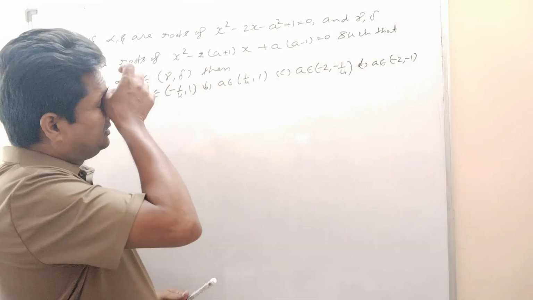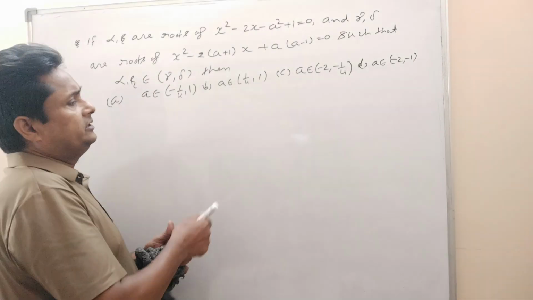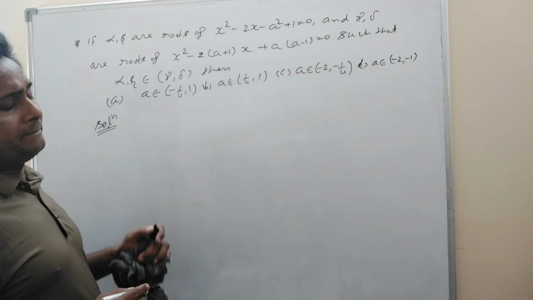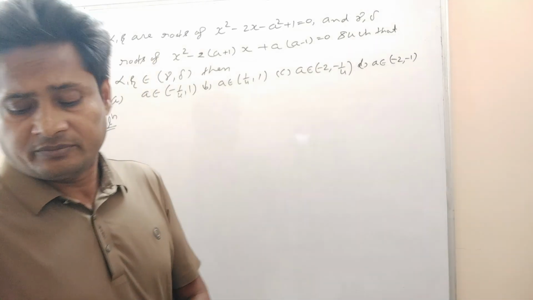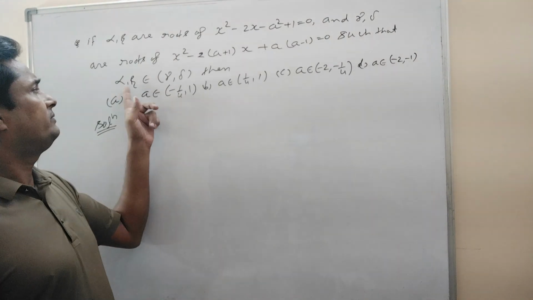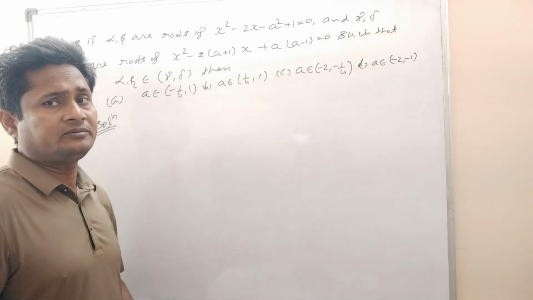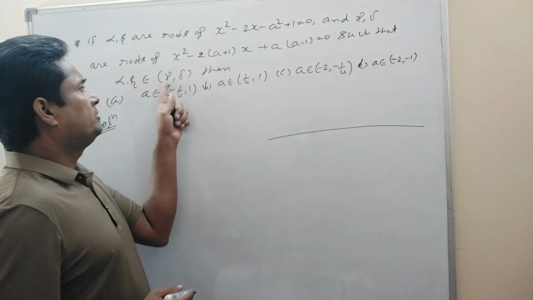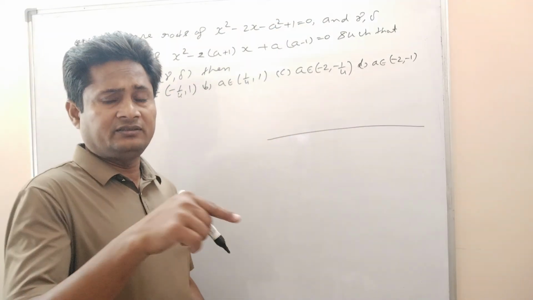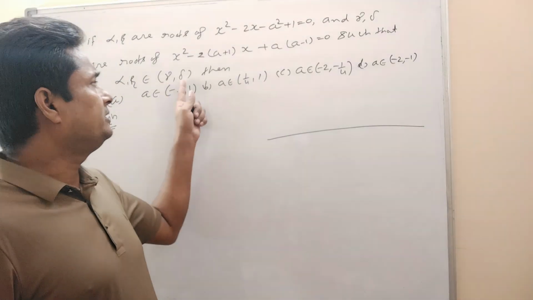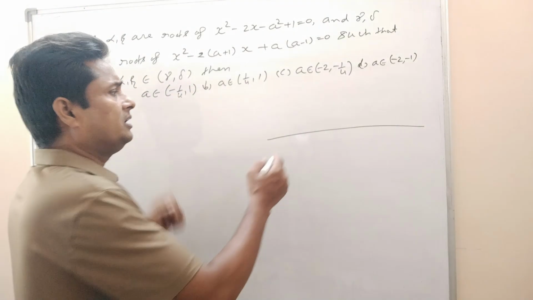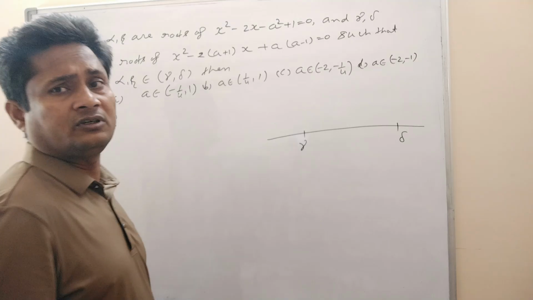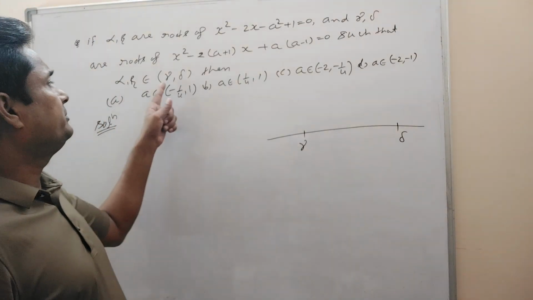Now, first of all, it is given that how will you solve this question? See, from the roots, alpha, beta belongs to (gamma, delta). That means, first of all, gamma, delta are written in this bracket form. That means gamma will be less than delta. So I am marking here gamma and here delta. Two roots, gamma and delta. Now alpha, beta belongs to this interval.